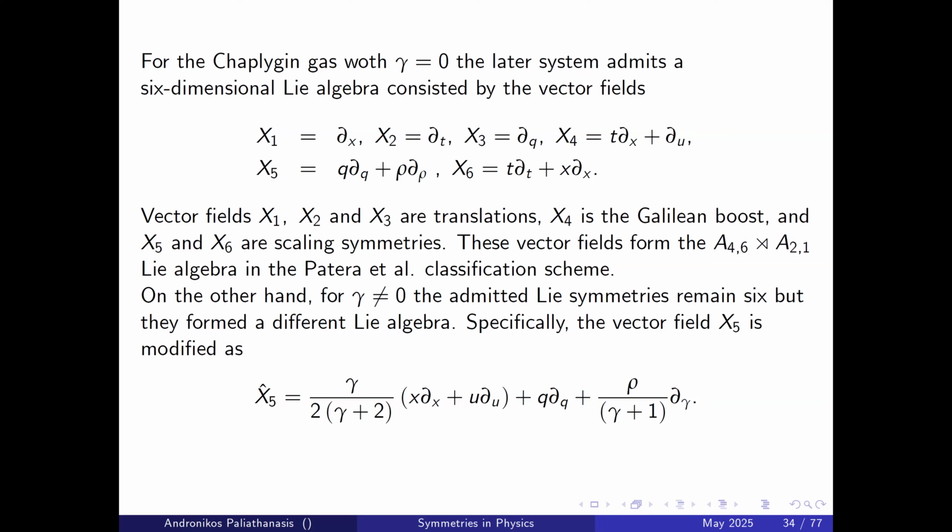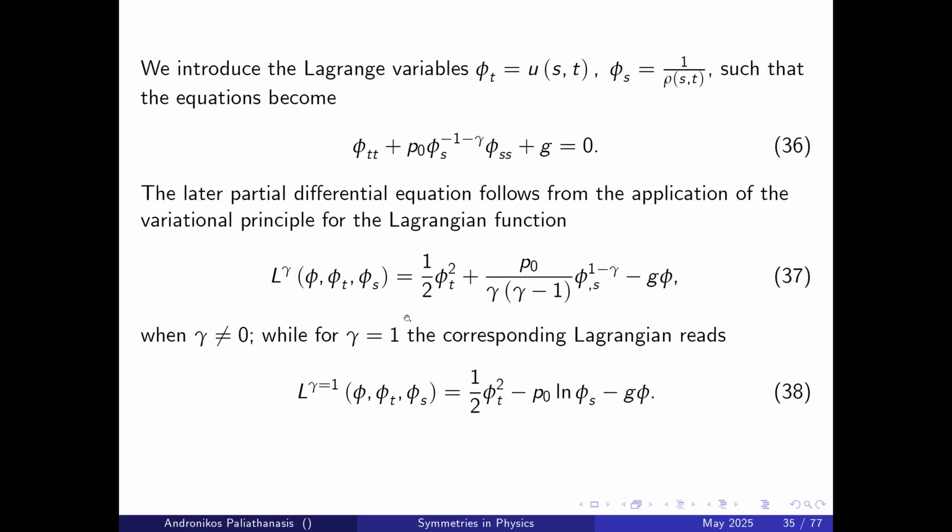However, we can see that when gamma is not 0, the admitted symmetries remain 6, but they form a different Lie algebra. Specifically, the vector X5 is modified, replaced by this X5. So this replacement provides us with a different algebra.